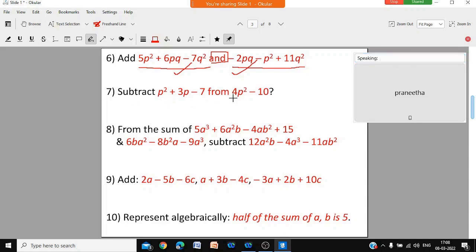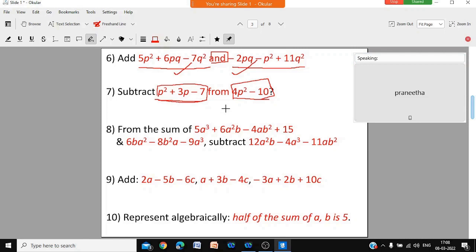Subtract from 4p square minus 10 this quantity: you have to subtract p square plus 3p minus 7. Subtract p square plus 3p minus 7 from 4p square minus 10. Subtract p square plus 3p minus 7 from 4p square minus 10. When you finish, you tell me.